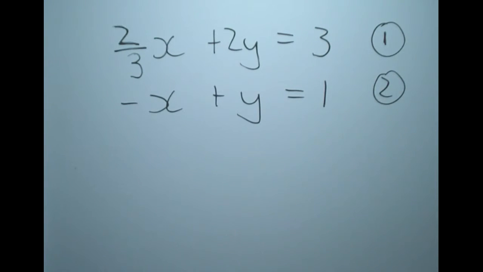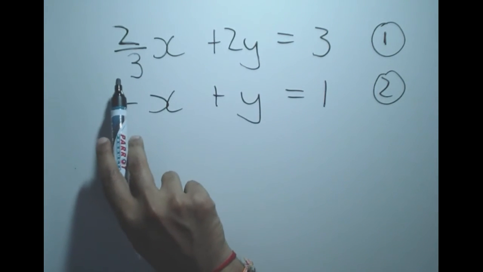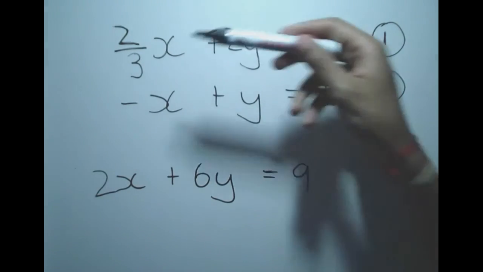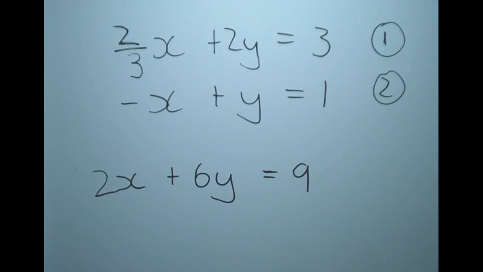What I can do to 1 to get rid of this fraction is to multiply the whole thing by 3. Then this 3 here will go away. So that will give me 2x plus 6y is equal to 9, because 2 over 3 x times the 3 in the bottom and the top will cancel and end up with 2x, plus 2y times 3 gives me 6y is equal to 3 times 3 gives me 9.